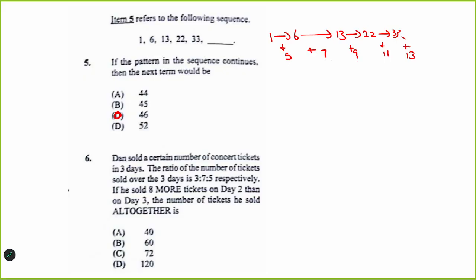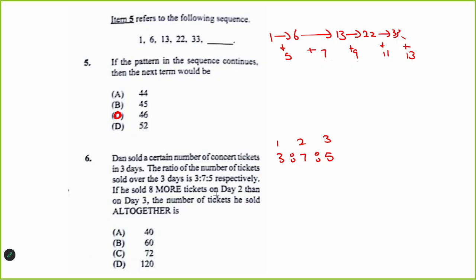Part number 6. Dan sold a certain number of concert tickets in 3 days. The ratio of number of tickets sold over the 3 days is 3 to 7 to 5 respectively. If he sold 8 more tickets on day 2 than on day 3, the number of tickets he sold altogether is, so they are telling you this is day 1, day 2, and day 3. They said that on day 2, they have 8 more tickets on day 2 than day 3.